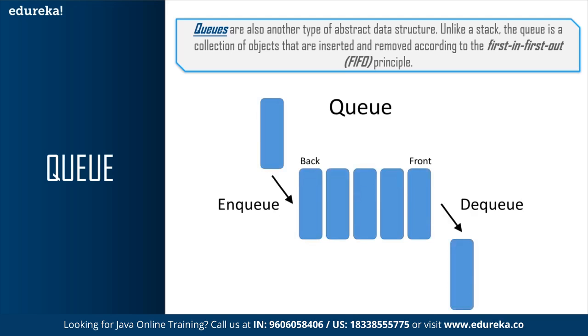So you can see here it has two ends, that is the front end and the rear end. So if you insert an element, it goes to the front and that can be popped out, that is removed. But in case of stack, it is last in first out. In case of queue, it is first in first out.